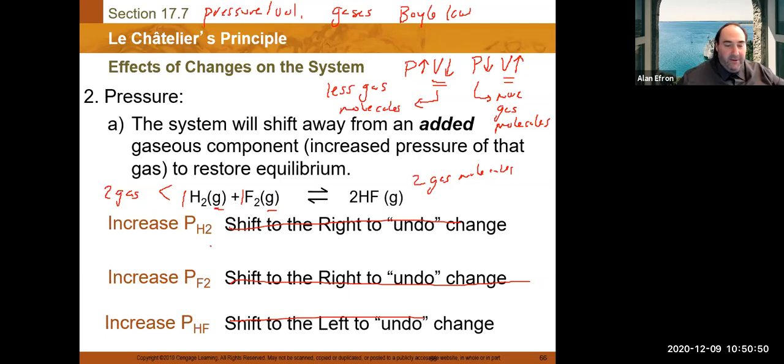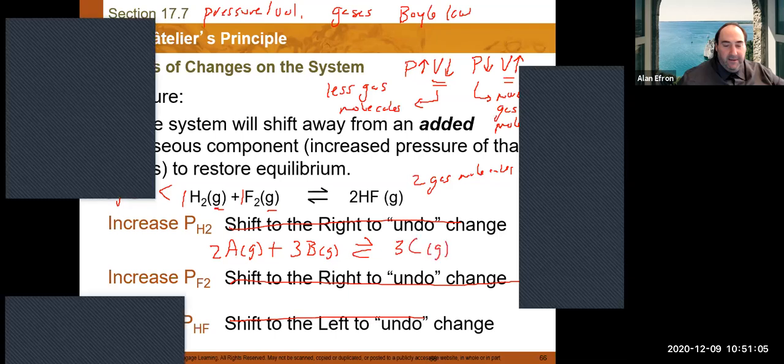So let's take a look at one that's maybe a little bit better here. Bad textbook example, apparently. We'll just do it like this, and we'll end up with, we'll just say 3C here. So if we look at this, on the left-hand side, we have 5 gas molecules. On the right-hand side, we have 3 gas molecules.